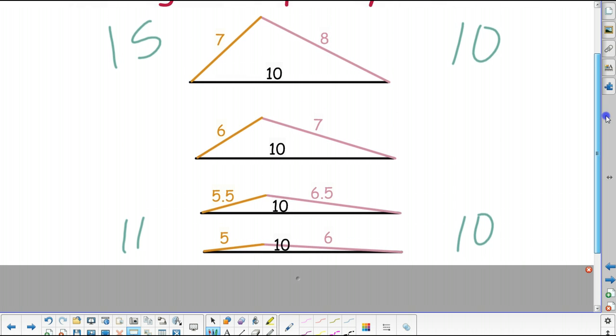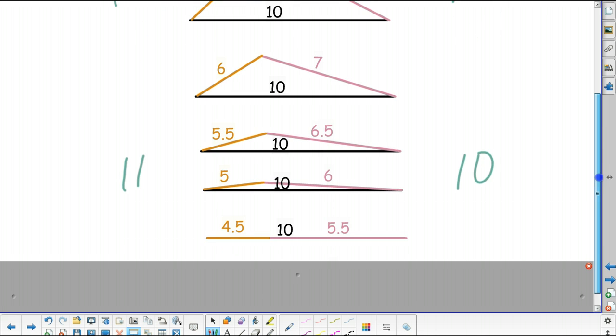So notice, as this number gets closer to this number, Dimitri, go ahead and turn your desk back around. Our triangle gets shorter and shorter and flatter until it collapsed. What's 4.5 plus 5.5? 10. Is 10 bigger than 10? No. So what would our theorem be?